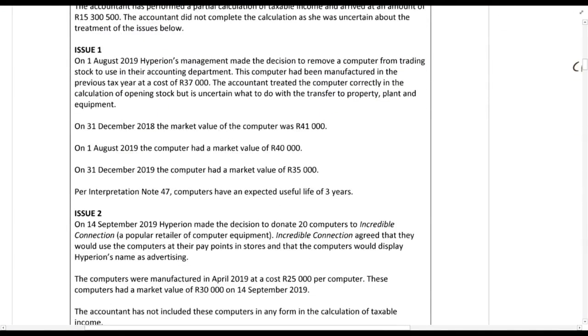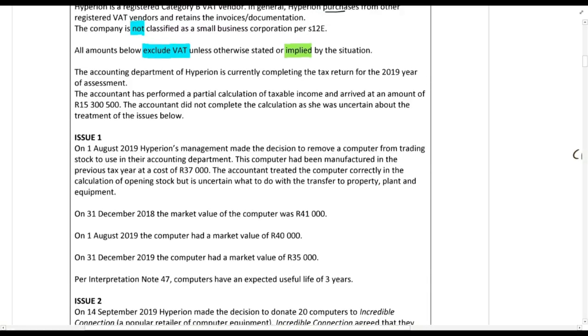So then we have issue number 1. On the 1st of August 2019, that's in this tax year, Hyperion's management made a decision to remove a computer from the trading stock to use in their accounting department. So this is a situation where trading stock becomes property, plant and equipment, which is a capital asset.